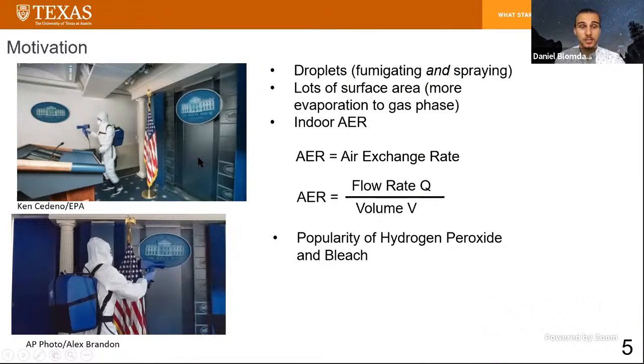And then finally, a few pictures. This was taken just a few days ago. This is the White House press briefing room, and you can see there are these fogger machines that spray disinfectant all around the room and fill the air with the disinfectant. The reason that these disinfection events might be problematic is that so many of the sprayed droplets evaporate, and especially VOCs, which are volatile organic compounds, want to be in the gas phase instead of the droplet and liquid phase. So they evaporate and then are distributed throughout the indoor space.